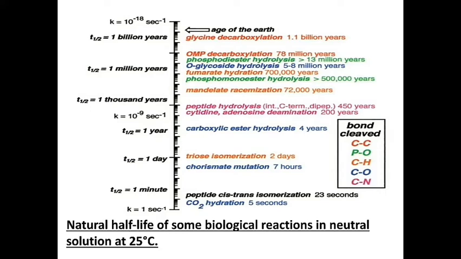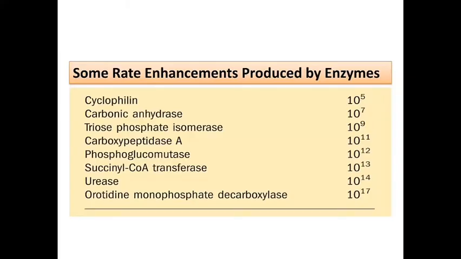So enzymes are present in our system to maintain the equilibrium of our life, and an enzyme can enhance the rate of the reaction by about 10 to the power 5 times to 10 to the power 17 times, such as cyclophilin, which can increase the rate of the reaction by about 10 to the power 5 times. Carbonic anhydrase can increase the rate by 10 to the power 7 times. Carboxypeptidase A can increase the rate by 10 to the power 11 times. Urease can increase the rate by about 10 to the power 14 times.